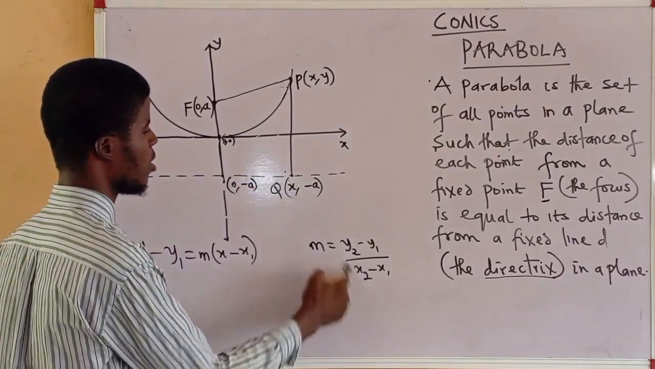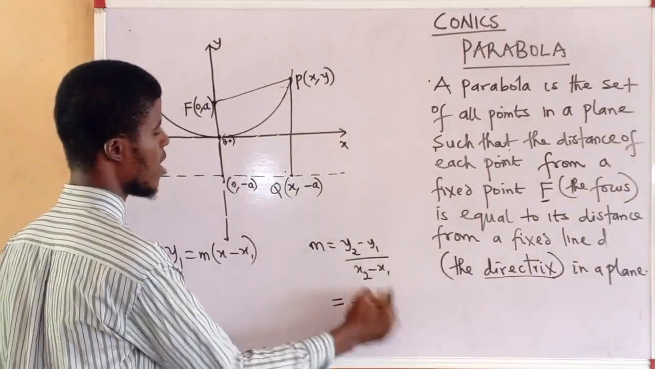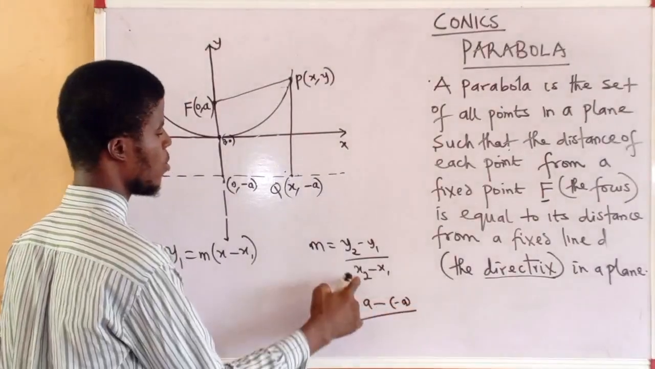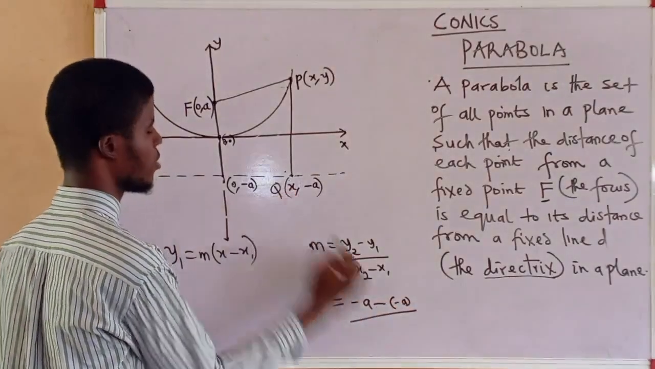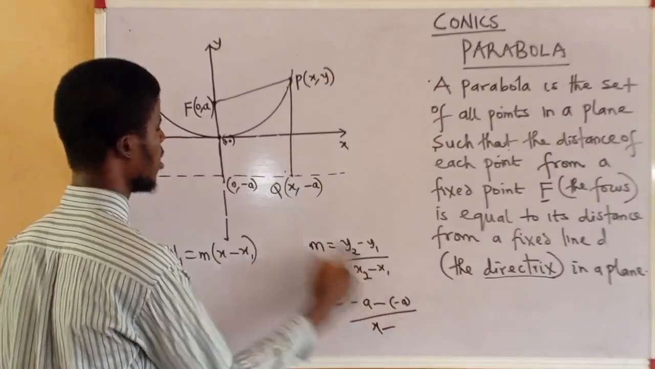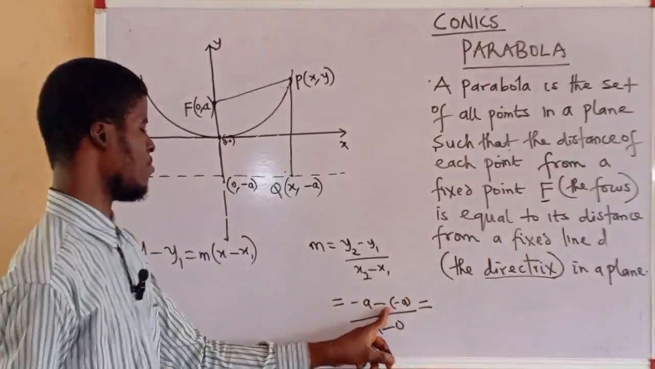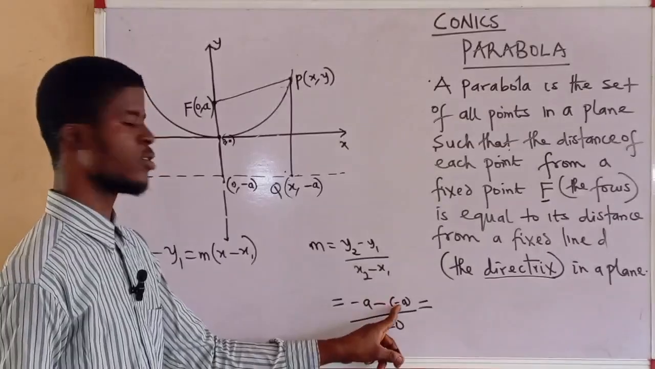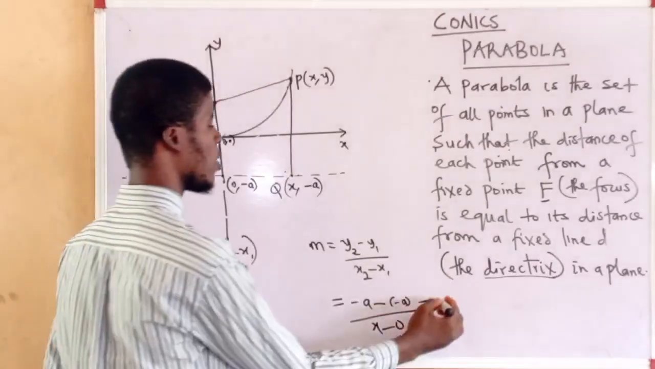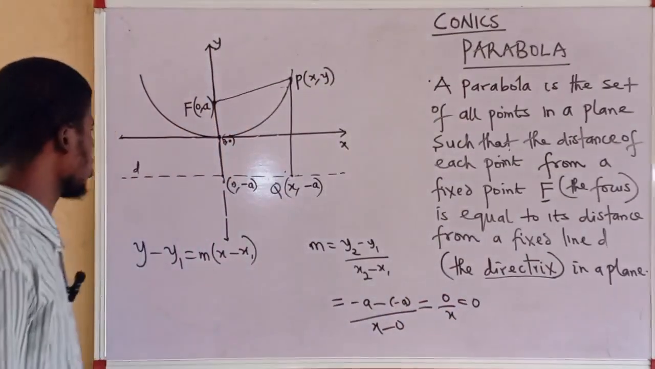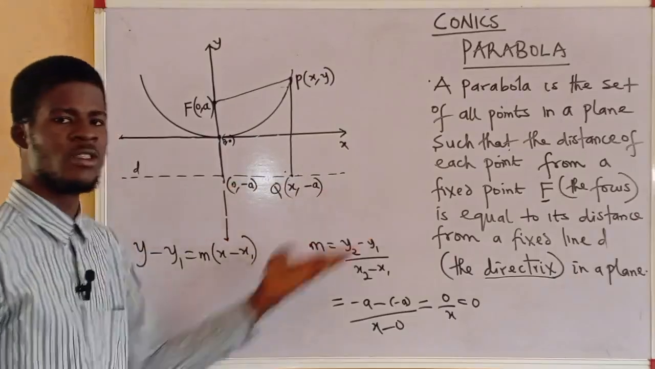So it will now be minus a minus, what's y1? Minus a. What's x2? That's x. Minus, what's x1? 0. Minus a, this is minus a plus a. Minus is a plus, so it's going to give us 0. So I'm going to take 0 upon x, which is equal to what? 0. So the gradient of this directrix is 0.